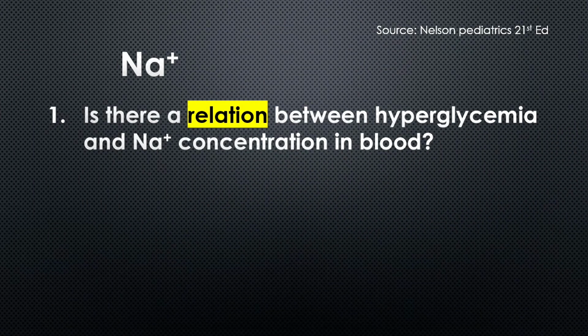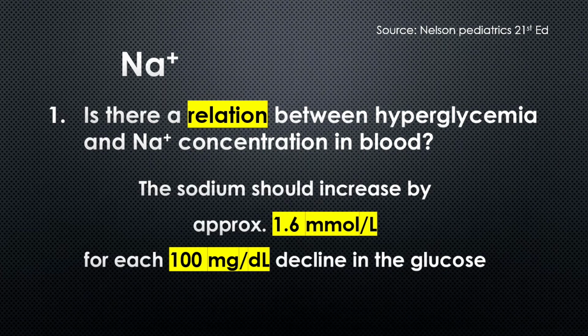So coming to our first question, is there a relationship between hyperglycemia and sodium concentration? Yes. The sodium should decrease by approximately 1.6 millimoles per liter for each 100 mg per deciliter rise in glucose.